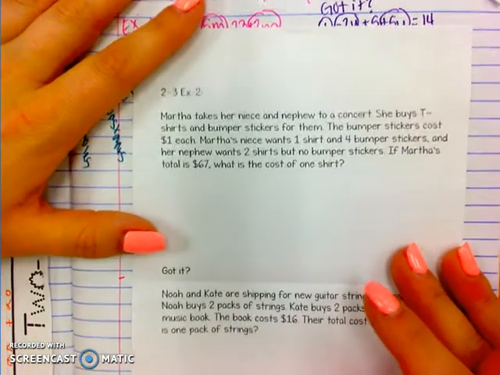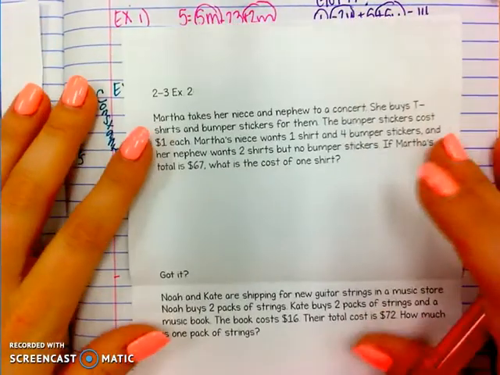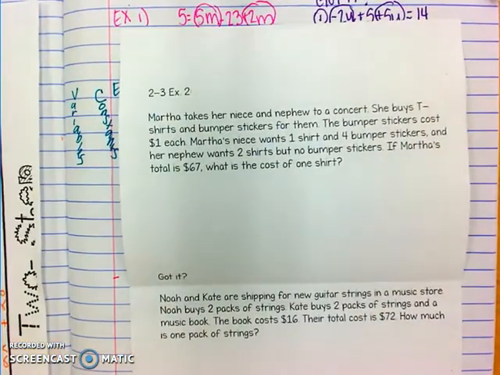But let's take a look here. Okay? Martha takes her niece and nephew to a concert. She buys t-shirts and bumper stickers for them. The bumper stickers cost $1 each. And Martha's niece wants 1 shirt and 4 bumper stickers. Her nephew wants 2 shirts and no bumper stickers. If her total is $67, what is the cost of one of the shirts?